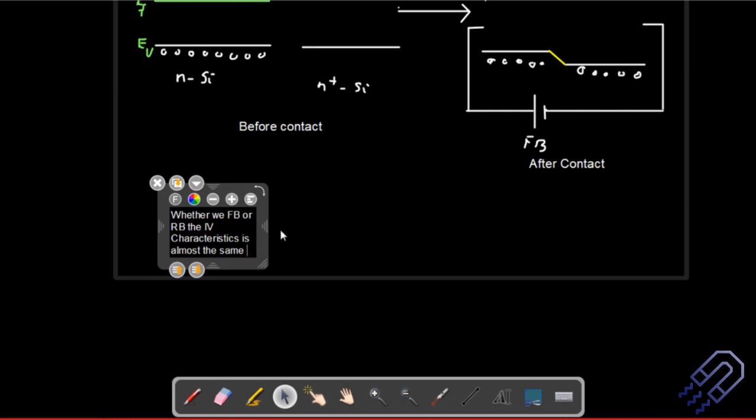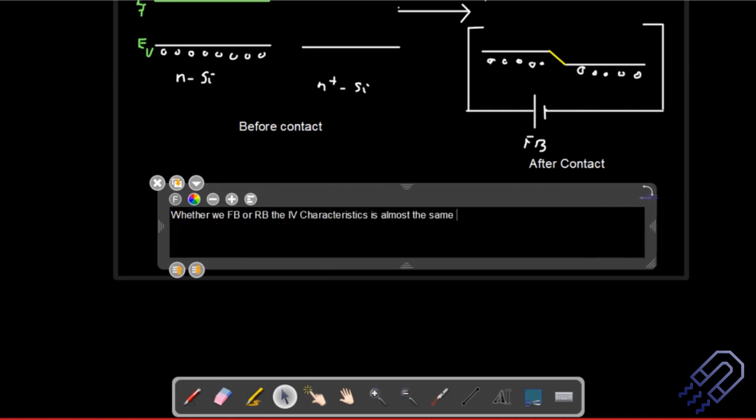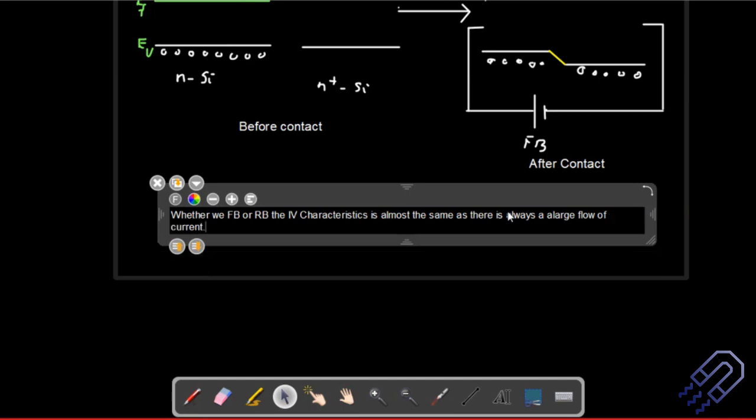Why? Because whenever we are talking about a reverse bias, we are also heavily doping it. Okay. So the IV characteristics is going to remain the same. Okay. It's all the same as there is always a large flow of current. Okay, large flow of current. So even in reverse bias, you are going to get so much charge carrier that it's going to look something similar. Okay, so somehow the app crashed, so the previous page is not saved. But in that page, I have actually shown you that diagram, and from that diagram, you can actually see the near ohmic contact. It's almost the same.